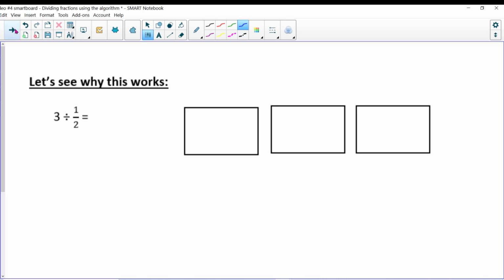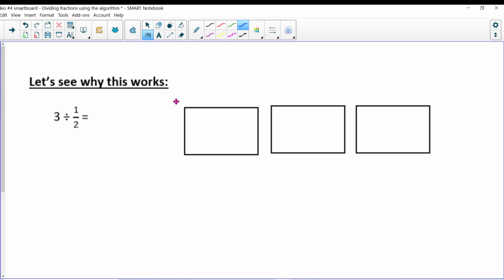To show you why that algorithm works, let's start with what we just finished doing, which was using models to figure out the division problem. So here I have 3 divided by 1/2. So I have 3 wholes, starting with that. Remember, in division, you always start with your total. And it says I want to divide those 3, let's call them whole cakes, into groups of 1/2. So maybe I'm giving a half of each cake to my friends.